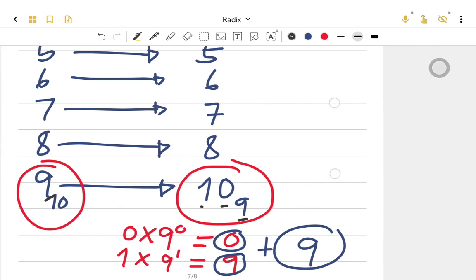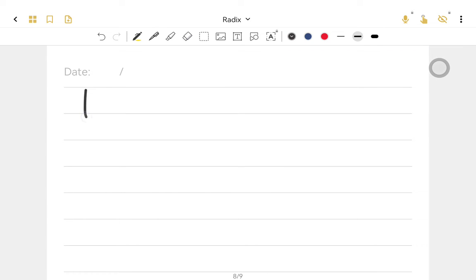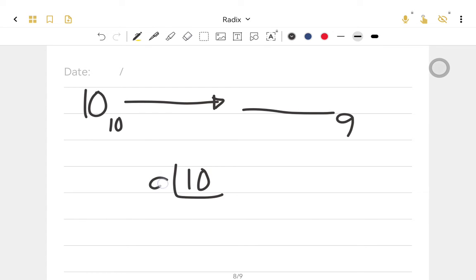Okay. And then how about 10? What will be its equivalent in the base of 9? So we have here 10. Of course, we can divide 10 by 9. The process is to divide 10 by 9 because we have base 9. Therefore, we are going to divide all the numbers by 9. So 10 divided by 9 is 1. And then the remainder is 1. Therefore, we have 1, 1 with the base of 9.